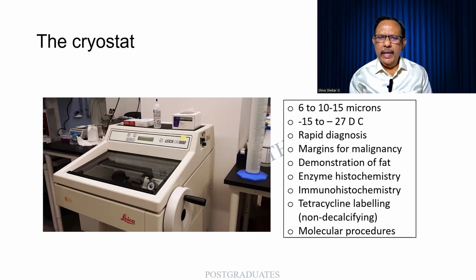1. Rapid diagnosis, to see the margins for malignancy. Demonstration of fat. Enzyme histochemistry. Immunohistochemistry, as the antigens are better retrieved. Tetracycline labeling in non-decalcifying substances. Molecular procedures. So this is a list that you should have in hand.